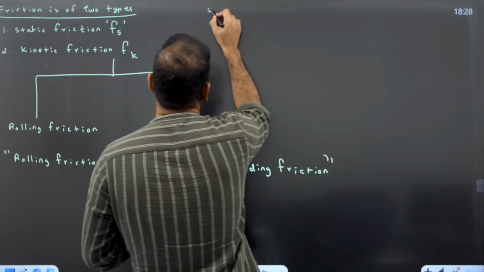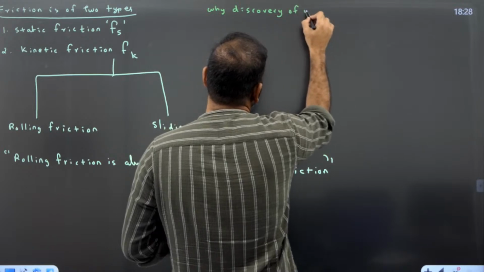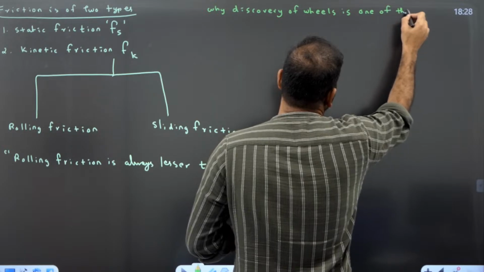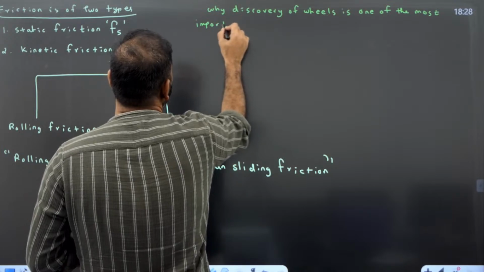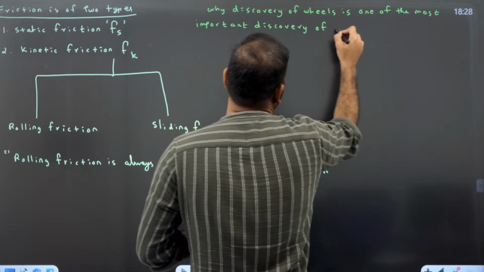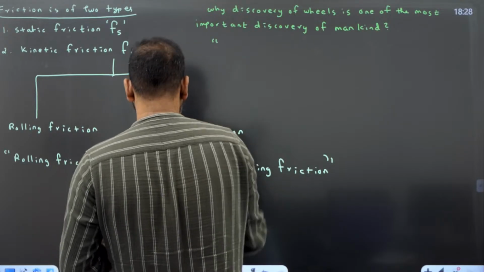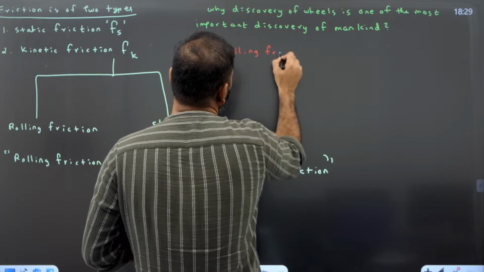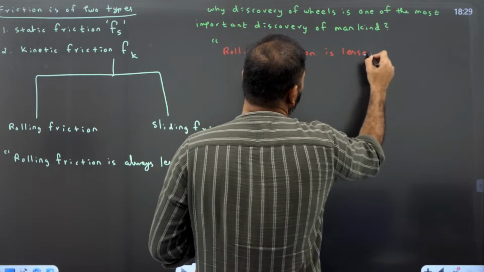Why is the discovery of wheels one of the most important discoveries of mankind? What is the answer? The answer is very simple. Rolling friction is lesser than sliding friction. Wheel means what? It will roll. Rolling friction is lesser than sliding friction.